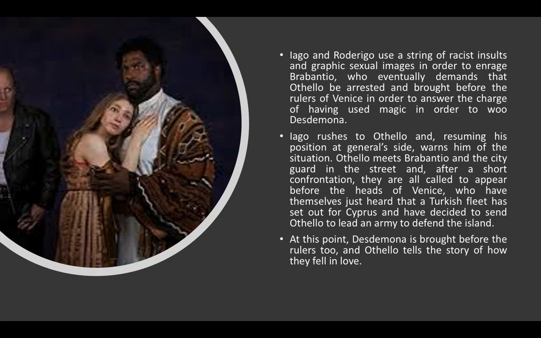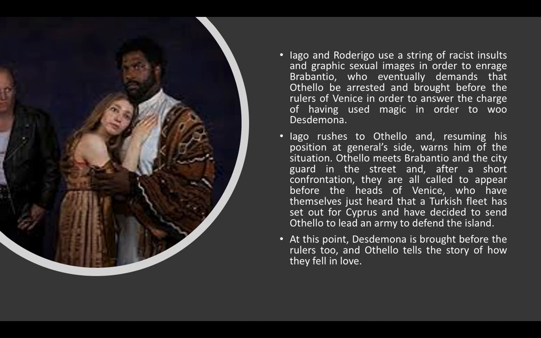So Iago and Roderigo use a string of racist insults and graphic sexual images to enrage Brabantio, who eventually demands that Othello is arrested and brought before the rulers of Venice to answer the charge of having used magic to woo Desdemona.